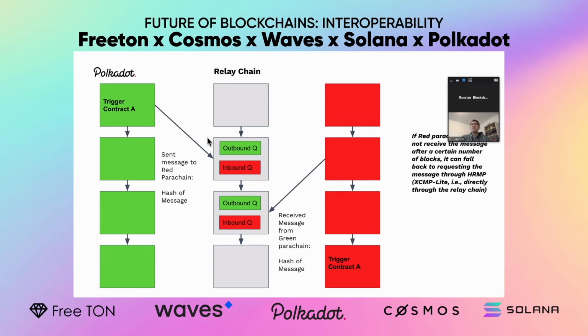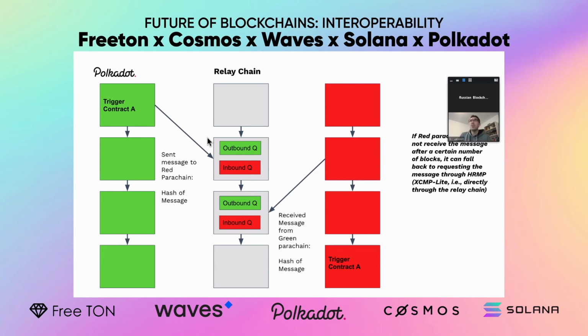So if we look at this from a chain perspective and not a node perspective, obviously there may be more blocks in between, but just for ease of understanding, I put just a few blocks on this. Green sends a message to trigger contract A on the red parachain, and it sends a hash to the relay chain, and it goes into the queue. So our queues are now just storing hashes. They're not storing messages. So this is going to be much more efficient, since hashes are fixed size digests.